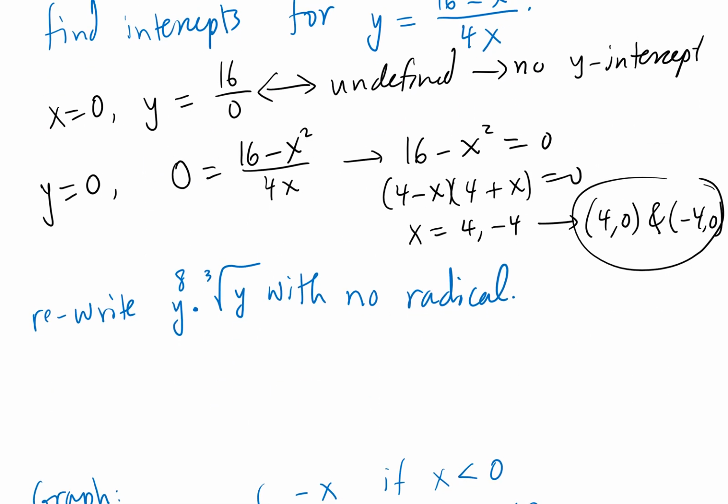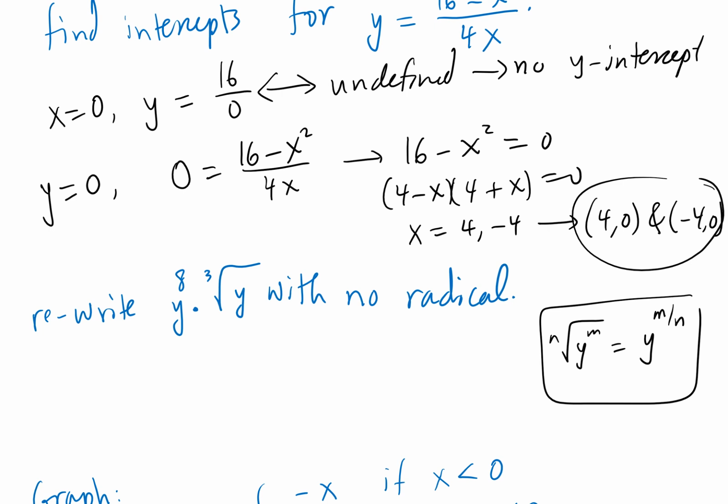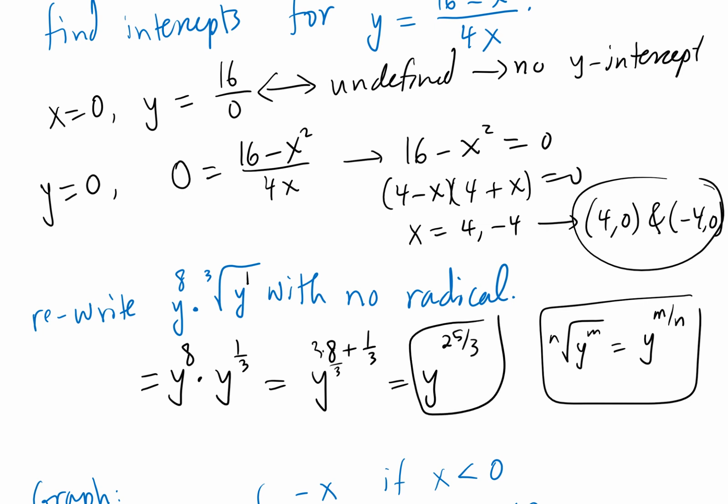Next one, we need no radical. So recall the property: the nth root of y to the m is y to the m over n, like that. This stays the same. 1/3. Add the exponents. 20 over 3, 24, 25 over 3. No radicals.